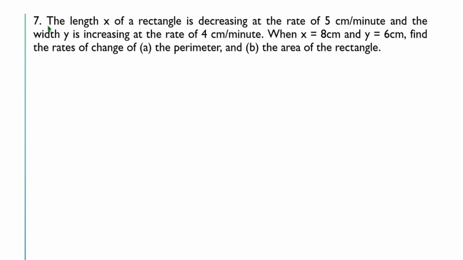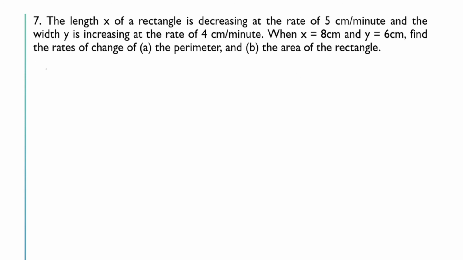Next question. The length x of a rectangle is decreasing at the rate of 5 centimeter per minute and the width y is increasing at the rate of 4 centimeter per minute. When x is equal to 8 centimeter and y is equal to 6 centimeter, find the rates of change of A, the perimeter, and B, the area of the rectangle.